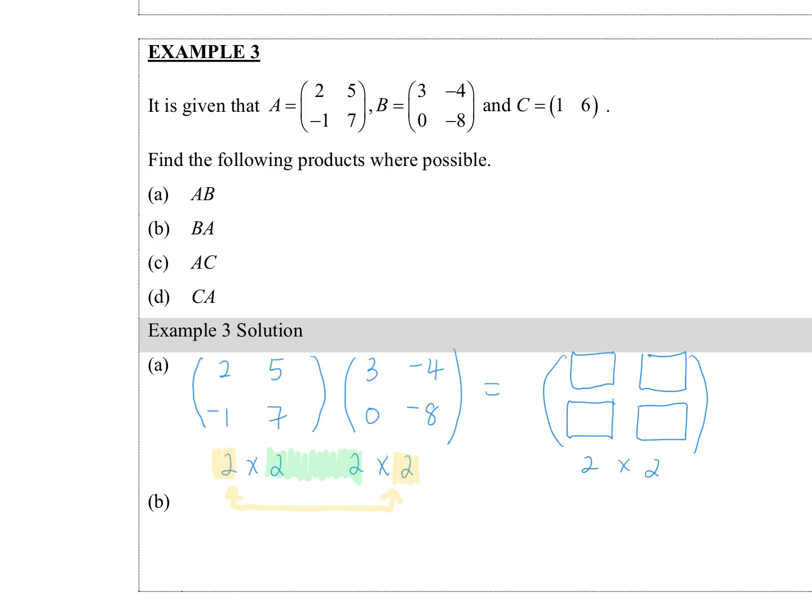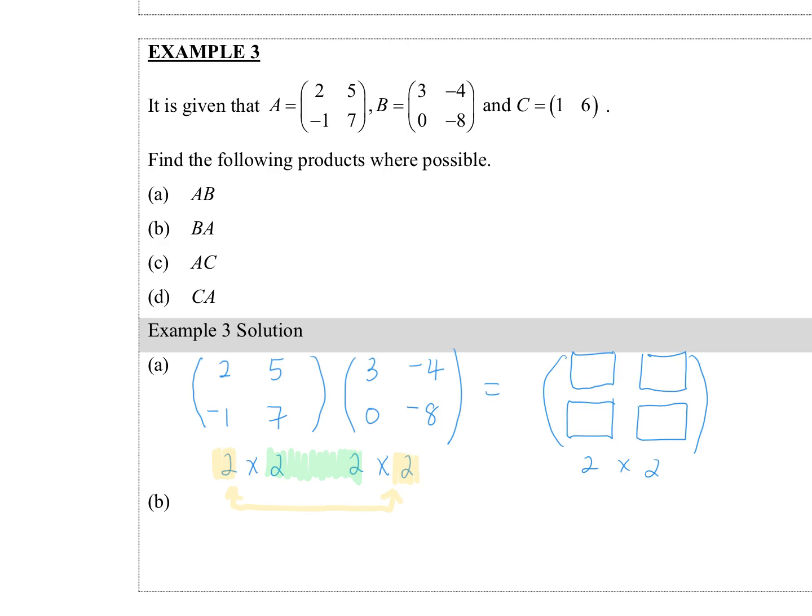So I repeat one more time. This is 2x2. This is 2x2. I need this number to match, then the multiplication can happen. So when they match already, my final answer must be a 2x2. So that's why I have this. So now my mission is to get out all the 4 entries.